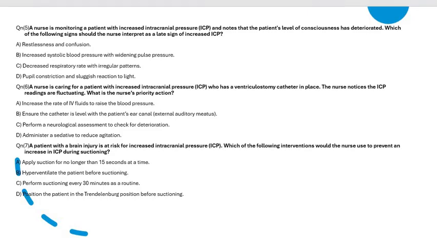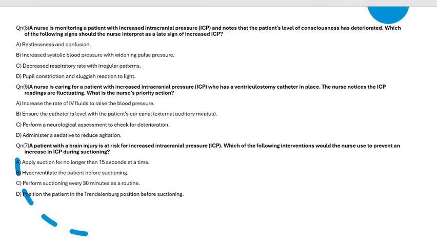Question number 7. A patient with a brain injury is at risk for increased intracranial pressure. Which of the following interventions would the nurse use to prevent an increase in ICP during suctioning? We said we don't need to suction because it will increase the ICP, but if we have to do the suction, then we want to apply suction for no longer than 15 seconds at a time. Because prolonged or frequent suctioning can increase the ICP.